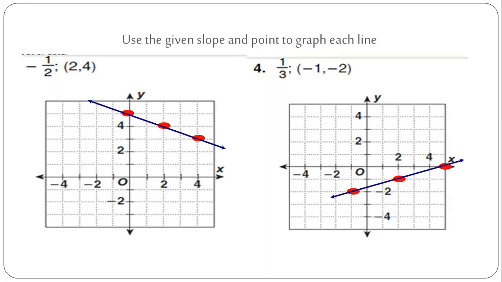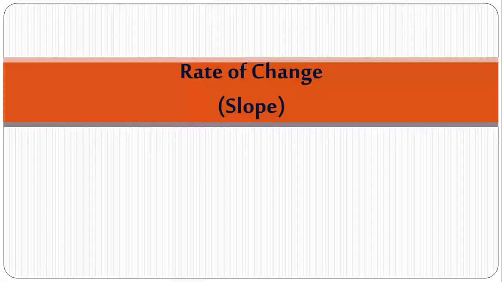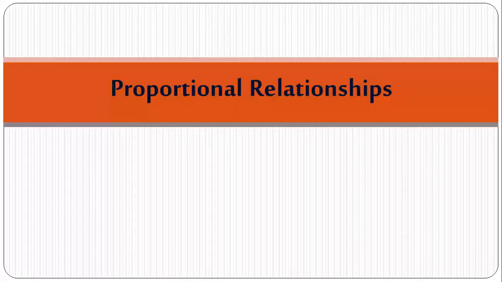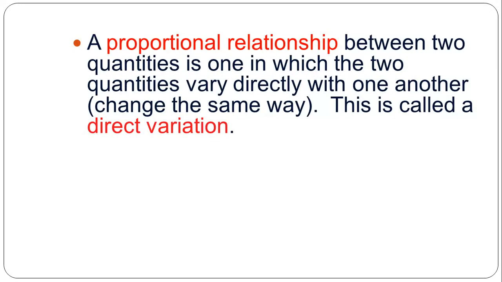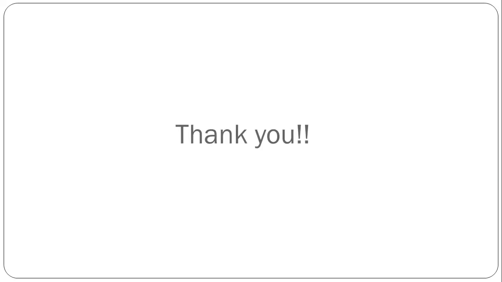Ito additional topic lang to pero wala ito sa module natin. Nilagay ko lang siya para at least meron tayong additional integration ng topic. Then rate of change or slope. Rate of change, it describes how one quantity changes in relation to another. For graphs, the rate of change or slope is constant, straight line. Proportional relationship naman, ang tinatawag natin siya between two quantities is one in which the two quantities vary directly with one another. This is called a direct variation. So for graphs, the rate of change or slope is constant or kaya naman straight line. And thank you, that's all.